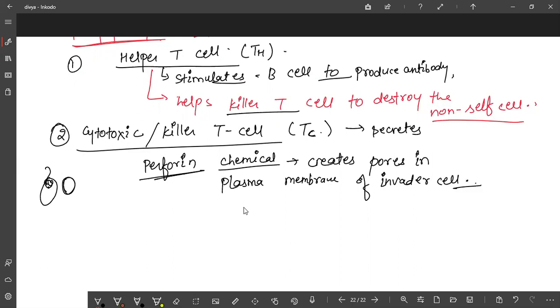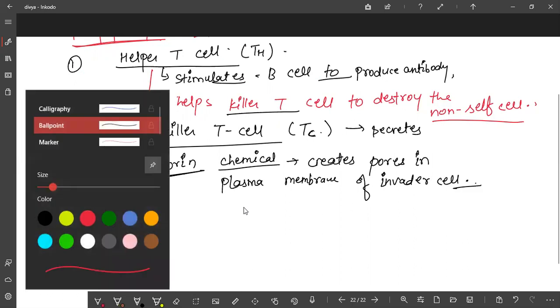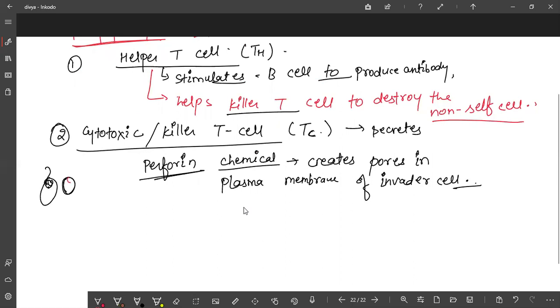And what will happen? Suppose that this perforin is creating pores in it. As a result, what will happen? The fluid from the surrounding will enter into it. And when the fluid enters the cell, it will just swell up. And when the cell swells up, it will just burst. The cell will be burst.